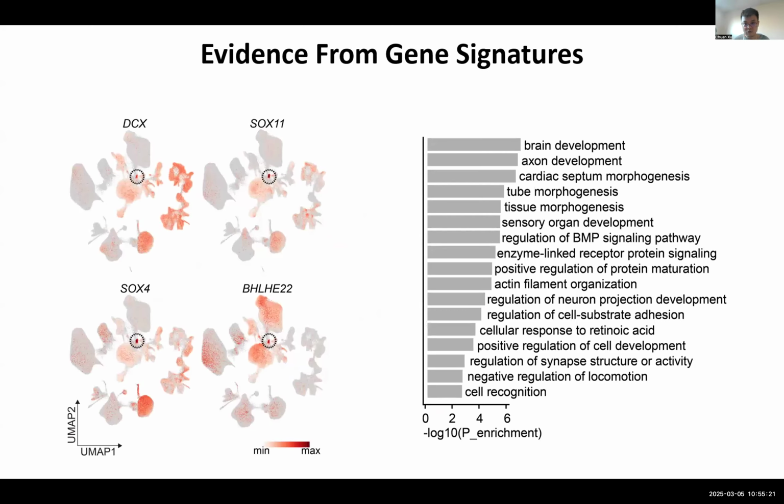This population uniquely expressed markers relating to immature neurons or neuroblasts, such as DCX, SOX11, SOX4, BHLHE22, as well as other markers, which were together enriched in neurogenesis-related signaling pathways.